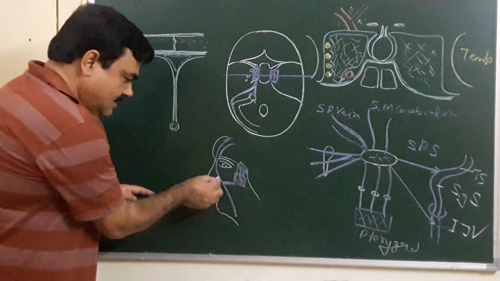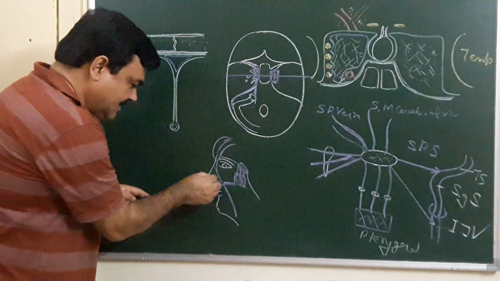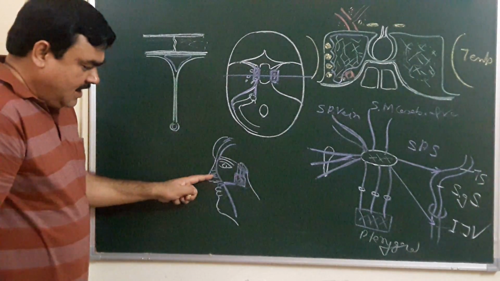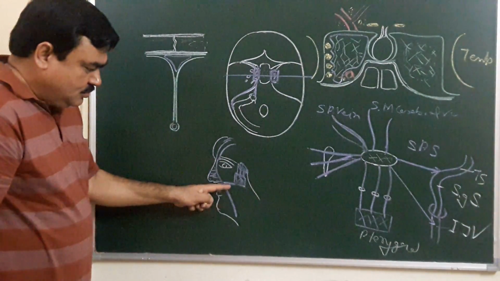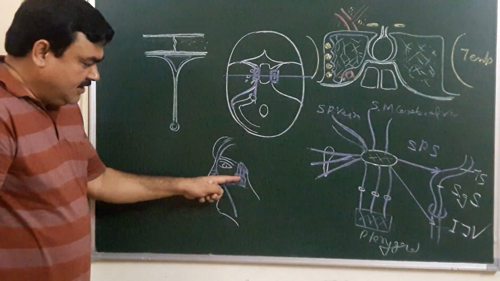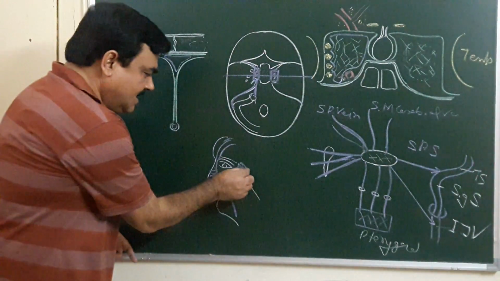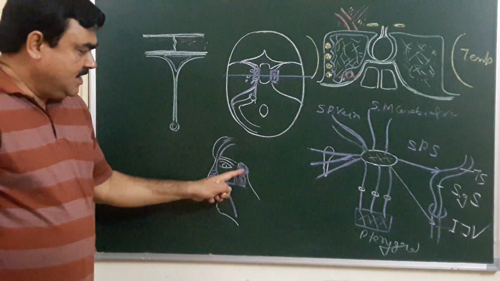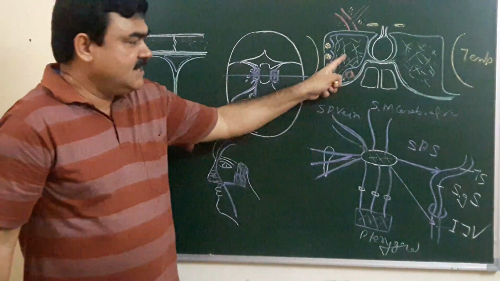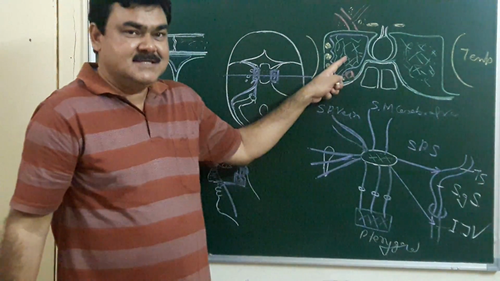So this is the dangerous area of the face. Infection from this area may pass through the deep facial vein to the pterygoid venous plexus. From the pterygoid venous plexus, it may pass through these emissary veins into the cavernous sinus, and if infection reaches the cavernous sinus, it gives numerous symptoms and signs.